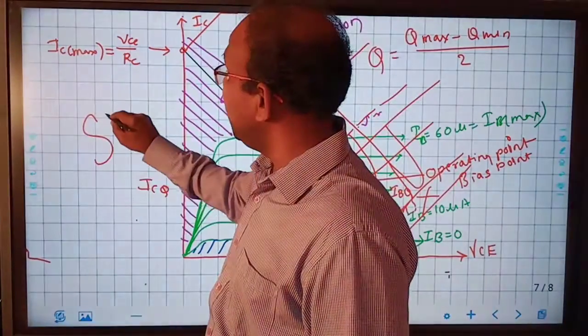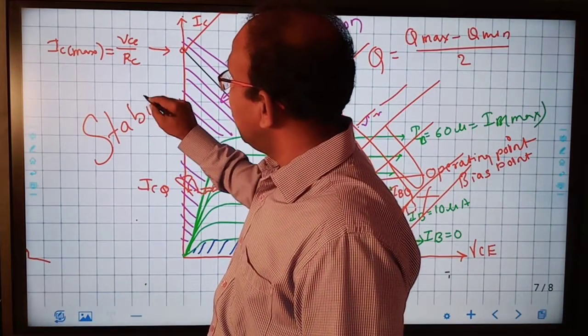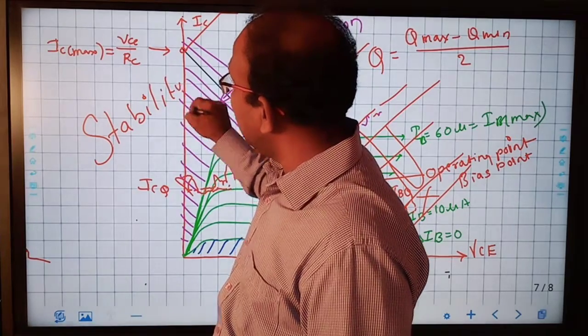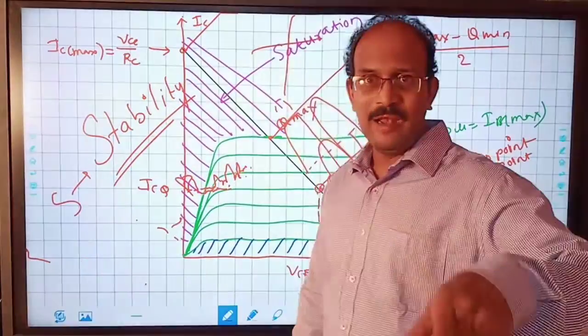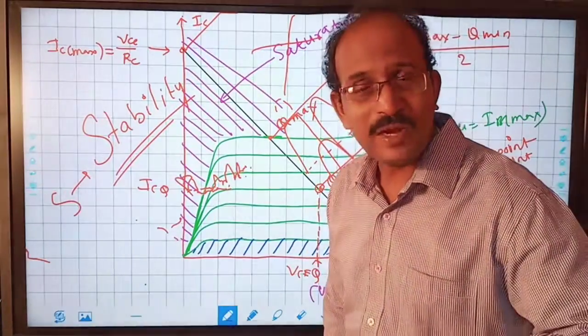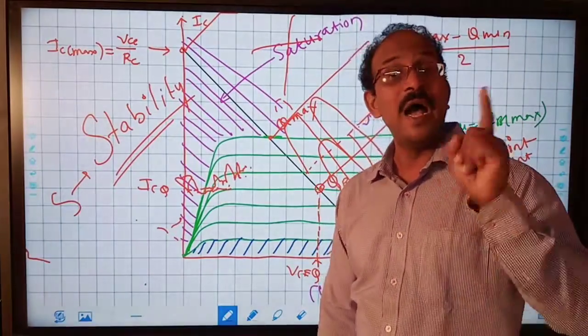stability. So in the next lecture, I will explain what stability is, how it is calculated, why the stability of the transistor must be high, and how it is achieved.